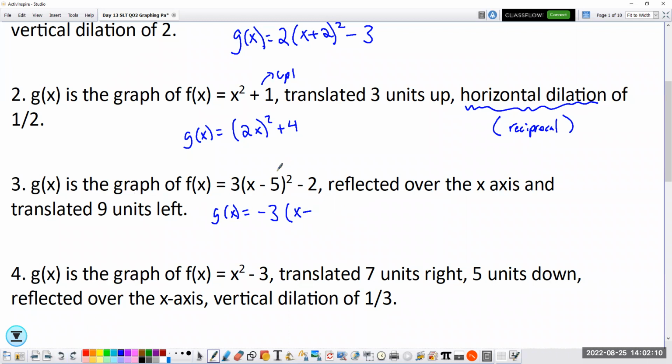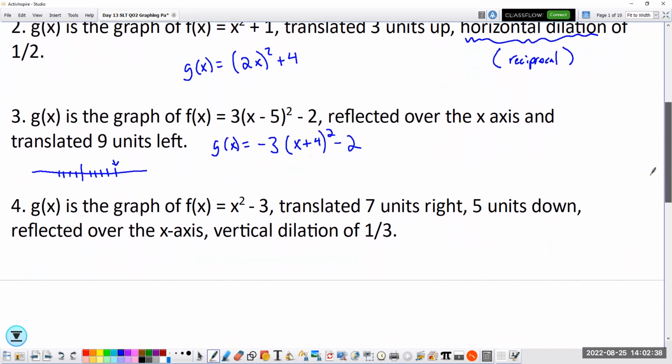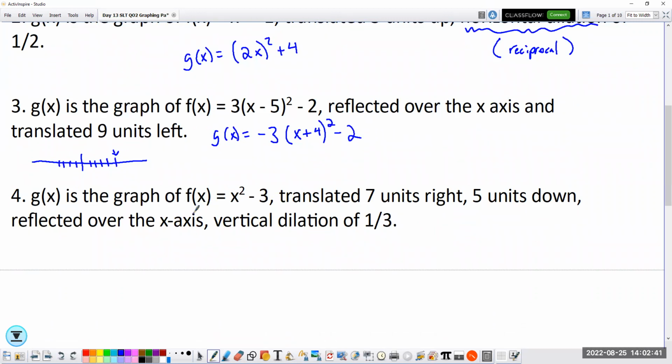So the 9 left, if I'm right 5 and I go 9 left, now I'm kind of left. So like if I'm 1, 2, 3, 4, 5, I'm here. And I go 1, 2, 3, 4, 5, 6, 7, 8, 9. Now I've gone from right 5 to left 4. And the -2. Okay, and then number 4, again, if you didn't have a chance to do number 4, if you couldn't see it, do it now. Pause the video.